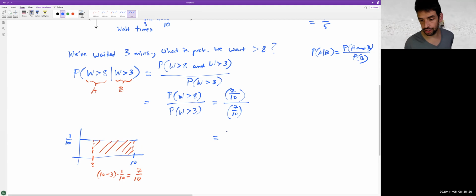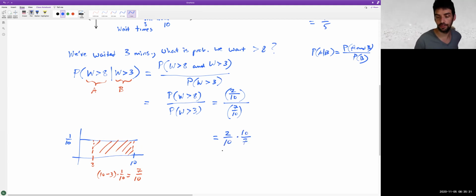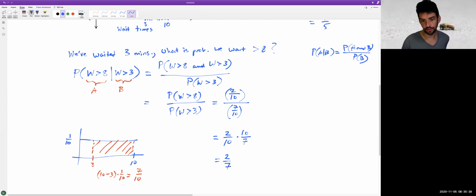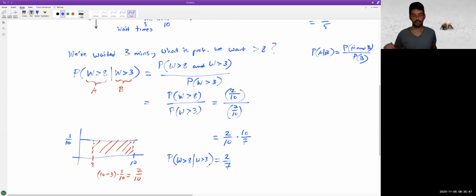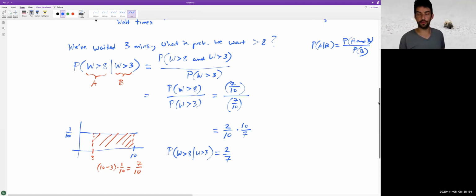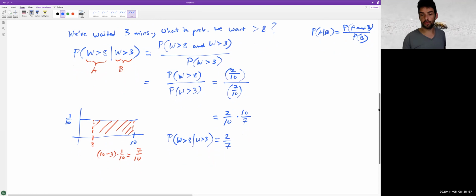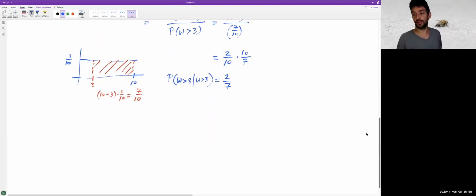How do we divide fractions? We multiply by reciprocals. Our 10s cancel. This is why I kept it unreduced. And we get 2/7. So the probability that we wait more than 8 minutes, if we've already waited 3, is 2 out of 7. Okay? That's one way to approach this problem. Let's do this in one more way.